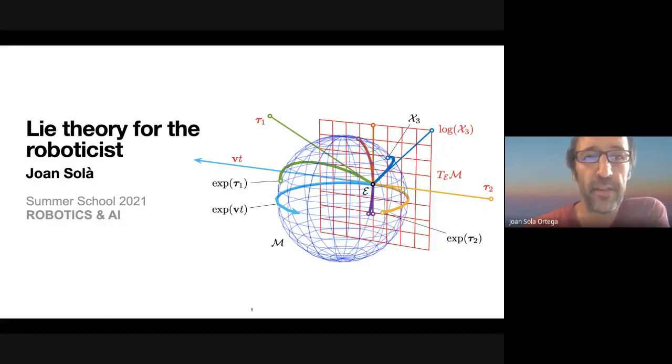And this theory is the Lie theory that I am going to target to the roboticist, in the sense that Lie theory is much larger and more complicated than I will be explaining today. But I have made a selection of the key elements of this theory that are really useful for us.